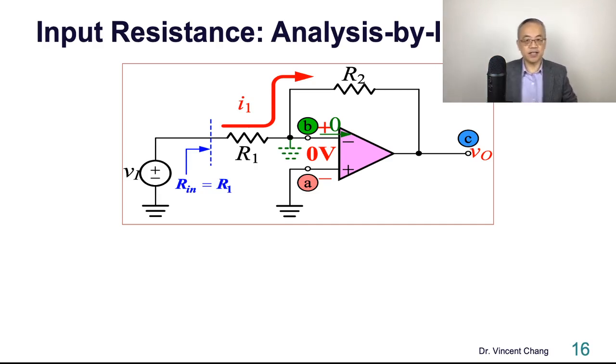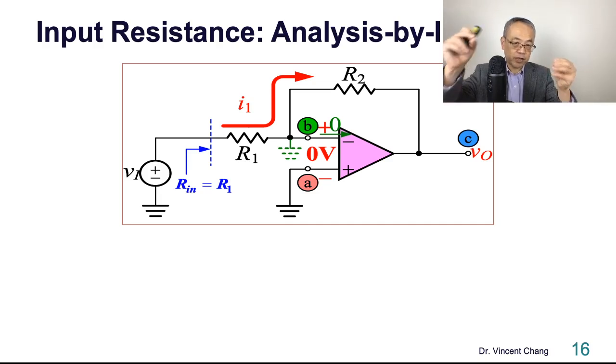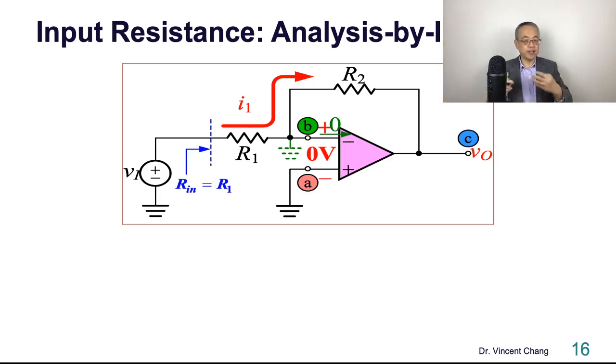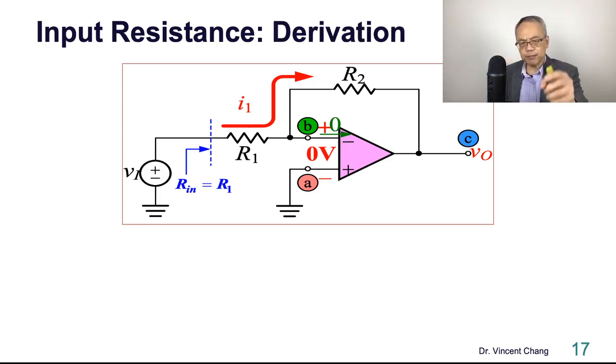Of course, you can also say the input resistance is R1 in series with a short circuit. It's also a good illustration. So either way, the answer is R1. But if you are a beginner studying this kind of circuit, you might be wondering, is it really that simple?